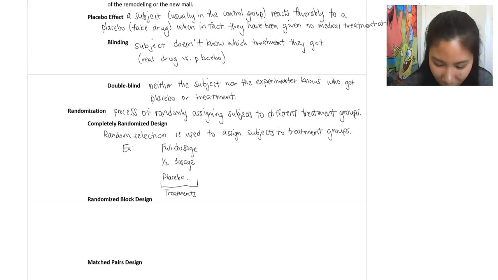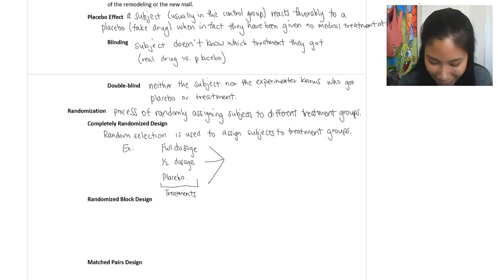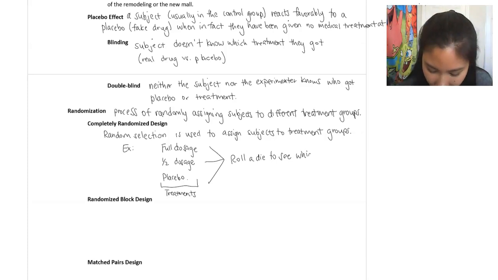So when I do the random assignment, it could be something like a coin flip. Well, with a coin flip, you don't really get 3 options. So maybe we roll a die. And then whatever number they land on would be which treatment group they end up in.